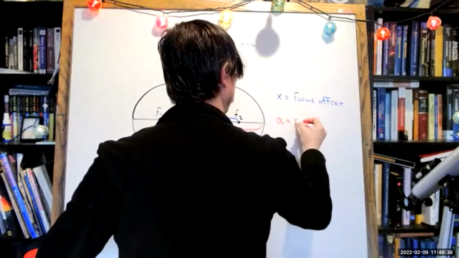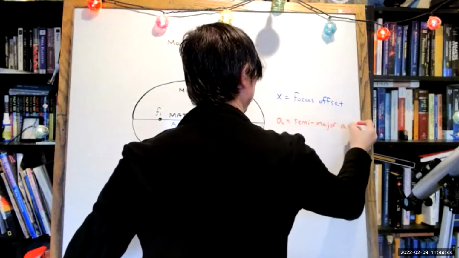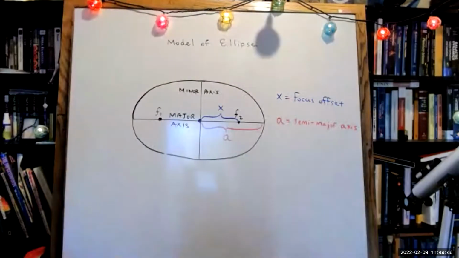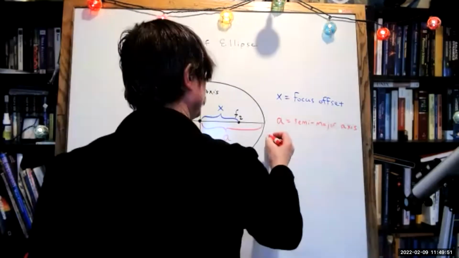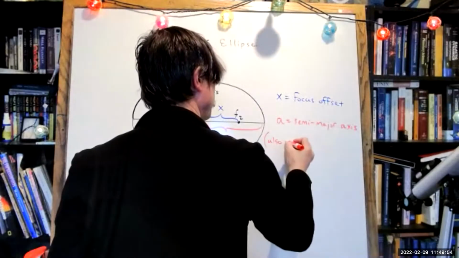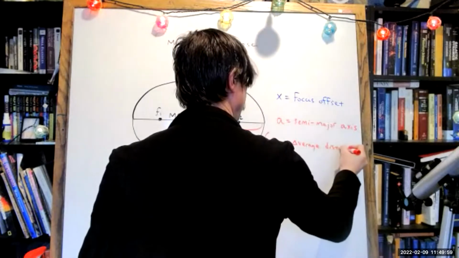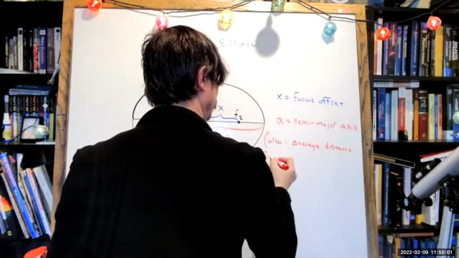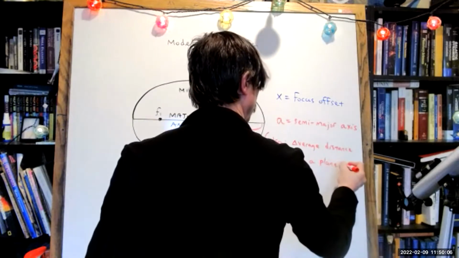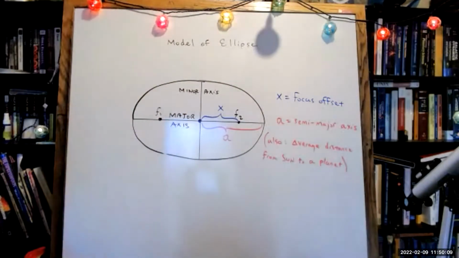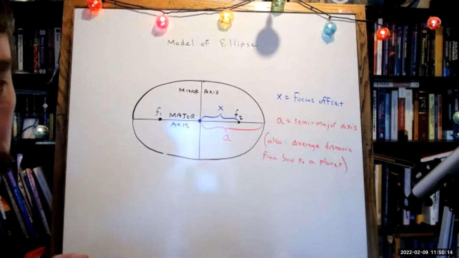A, of course, is the semi-major axis, which is half of the major axis. But also, we should note in parentheses, it is the average distance from the sun to a planet that orbits on such an ellipse. Put that in parentheses.